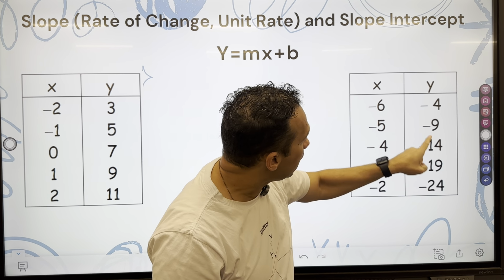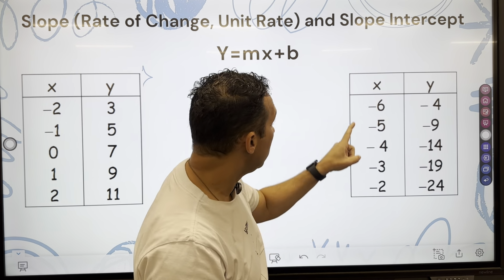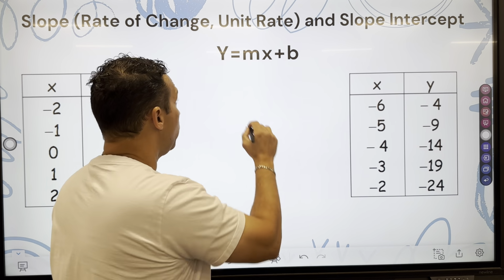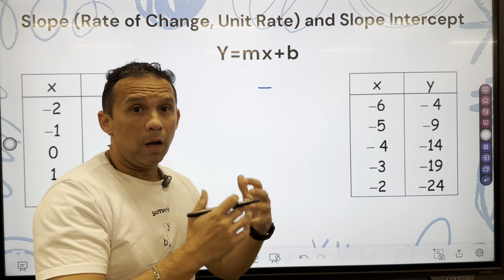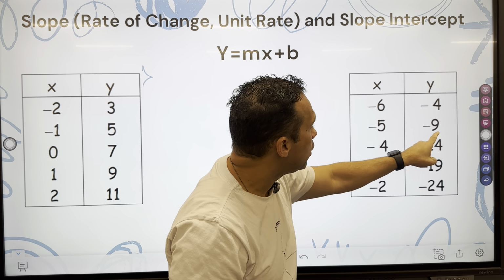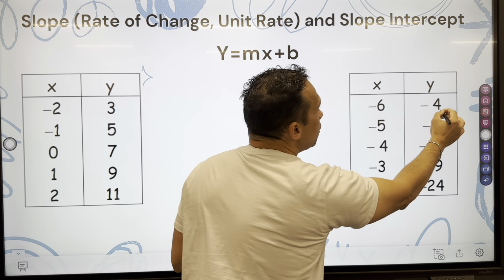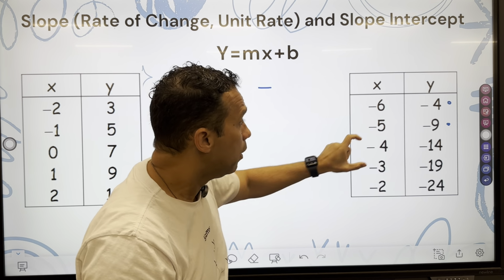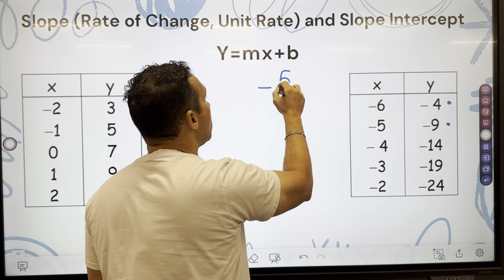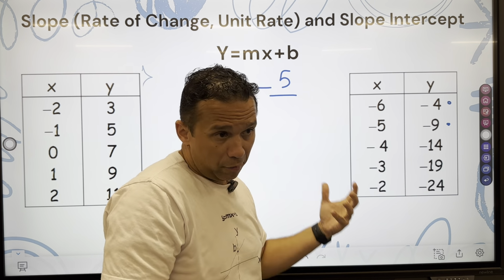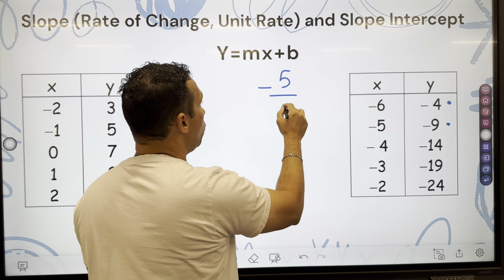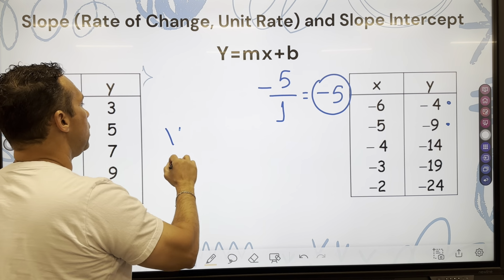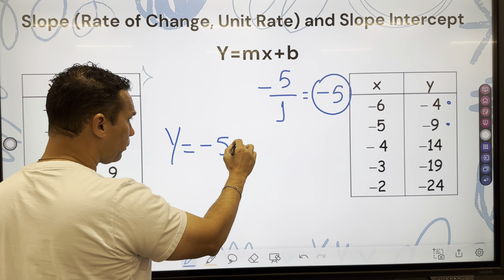Check. Y is decreasing. X is increasing. So opposite, we will have a negative slope. Y changes by 5. The distance between 4 and 9, I'm not going to use the sign because I know it's going to be negative. 4 and 9, the distance is 5. -6 and -5, or 6 and 5, the distance will be 1. When we divide, we get -5. That's my slope. Okay, y equals -5x.